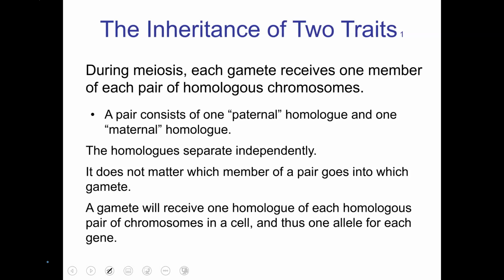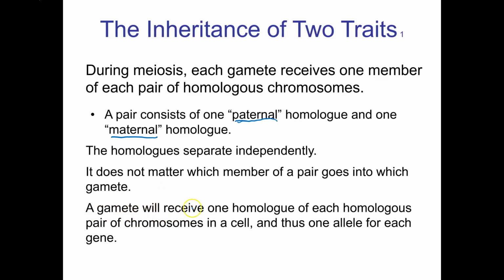So remember that during meiosis, each gamete, each sex cell, receives one member of a homologous chromosome pair. Remember also that a homologous pair consists of one chromosome from dad and one chromosome from mom. These chromosomes are going to separate independently from each other. So in one egg or one sperm, either the paternal homologue or the maternal homologue will be found. You will not have both.